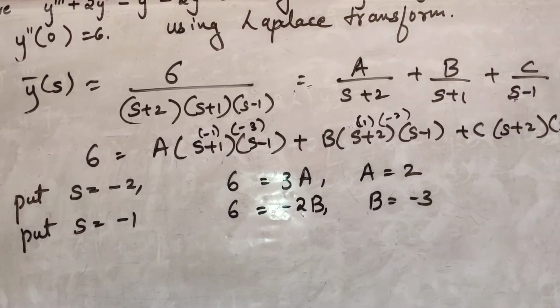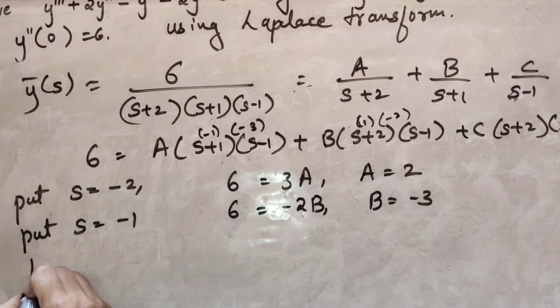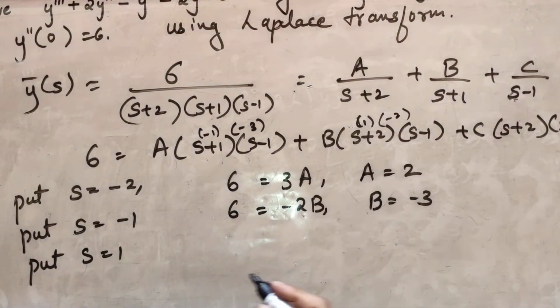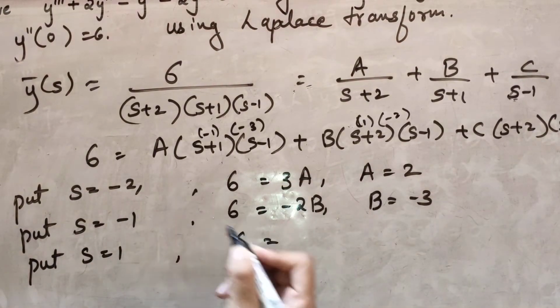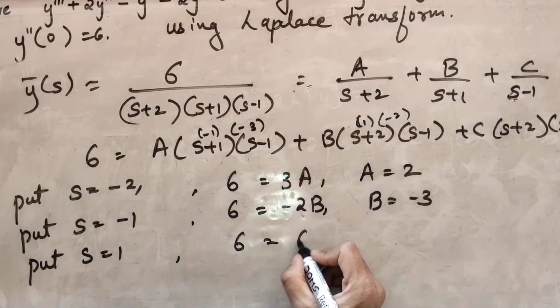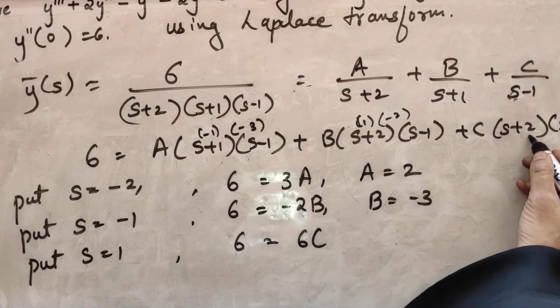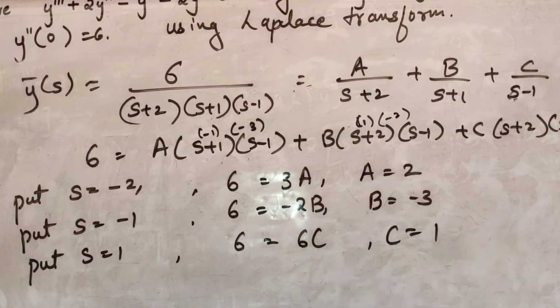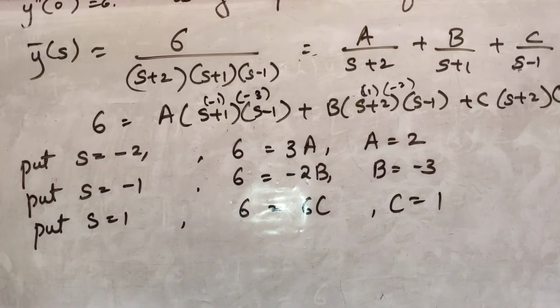b is minus 3. Similarly, put s is equal to 1. This is 0, this is 0. You will have 6 is equal to 6c. Just see, 1 plus 2 is 3, 3 twos is 6, 6c, or c will be 1. Now we have worked out all the values for a, b, c.